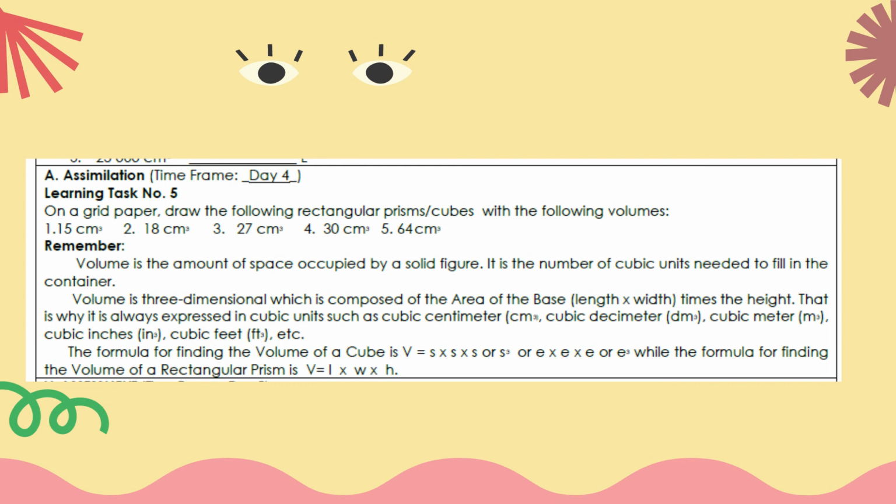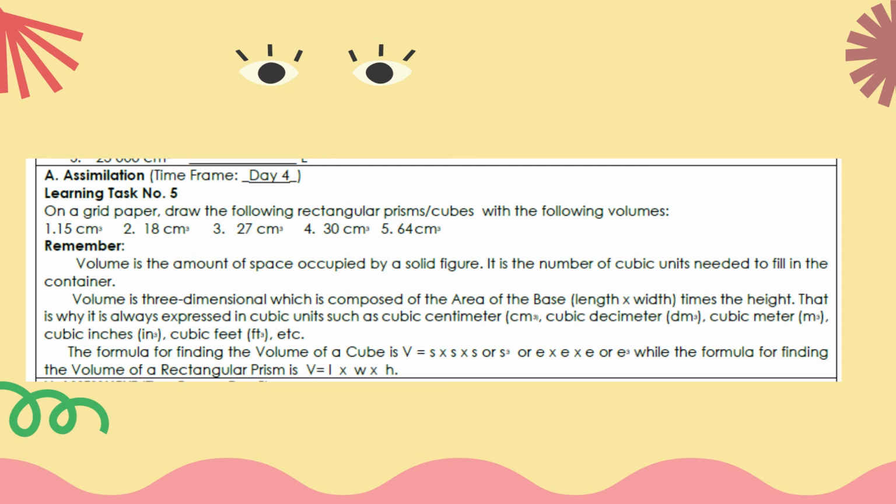Remember, volume is the amount of space occupied by a solid figure. It is the number of cubic units needed to fill in the container. Volume is three-dimensional, which is composed of the area of the base, length times width, times the height. That is why it's always expressed in cubic units, such as cubic centimeters, cubic decimeters, cubic meters, cubic inches, cubic feet.